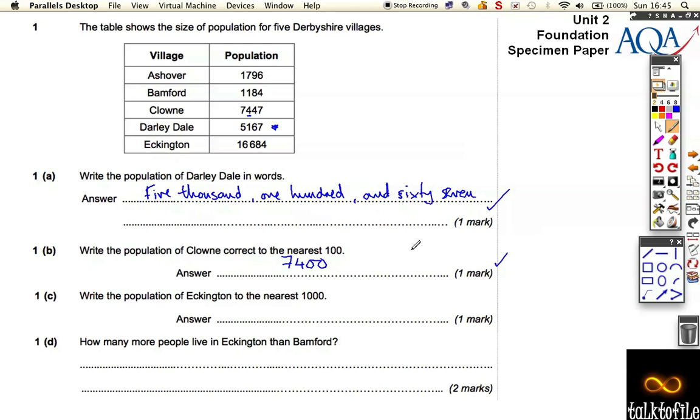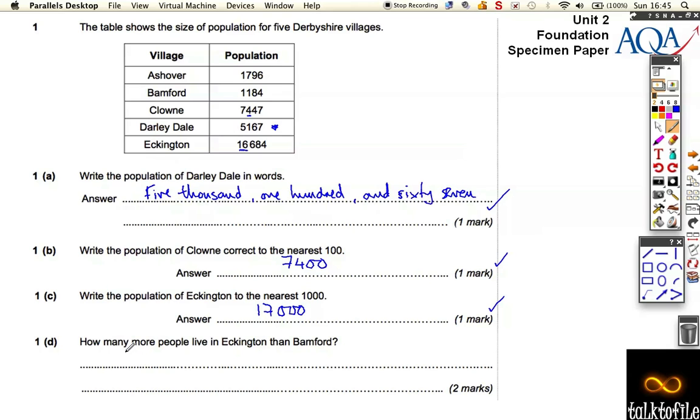Population of Eckington to the nearest 1,000. So there's 16,000, and then we look at afterwards, is 684. It's actually 500 or above, so it's 17,000. And how many more people live in Eckington than Bamford?